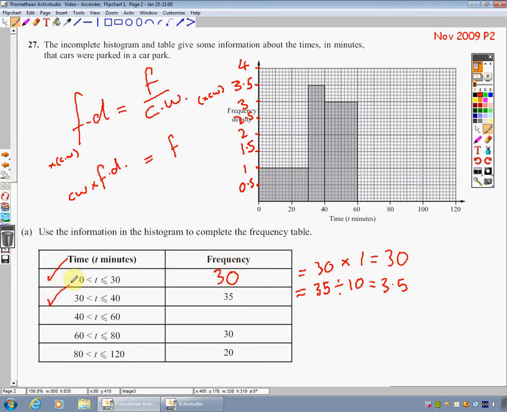Okay. Looking at working backwards from here now, our 40 to 60 column, our class width is 20. Times that by our frequency density, which is 3. So my frequency is going to be 60. Okay, a lot of people in there.